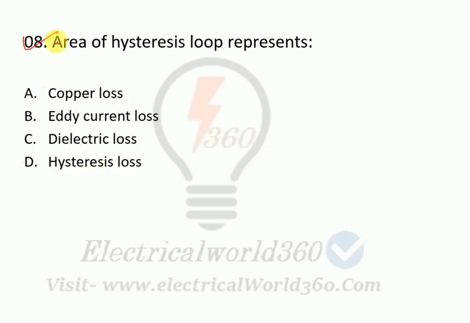This is the question number 8. Area of hysteresis loop represents the copper loss, eddy current loss, dielectric loss, the hysteresis loss. In this case, we should know the higher the area, higher the hysteresis loss. For air, the hysteresis curve is straight line and hysteresis loss is 0 in air core. So here the option number D is the right answer. The area of hysteresis loop represents the hysteresis loss.